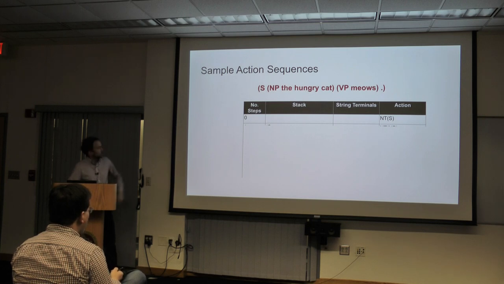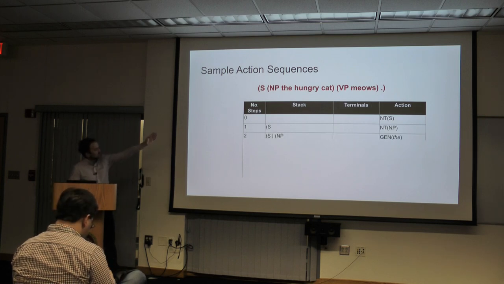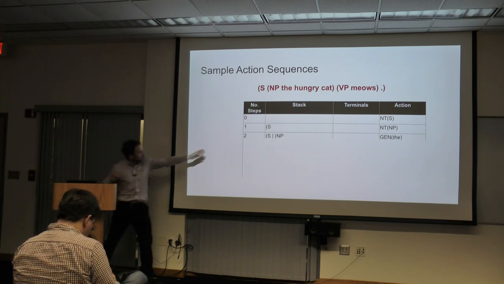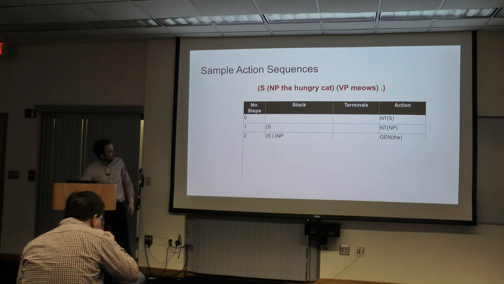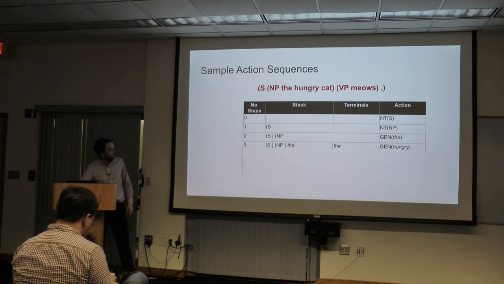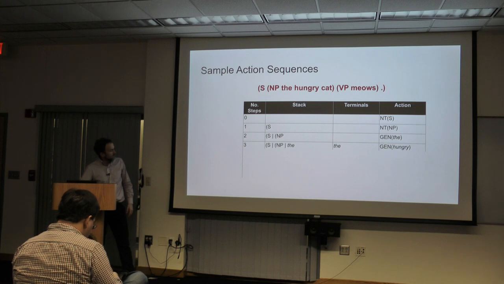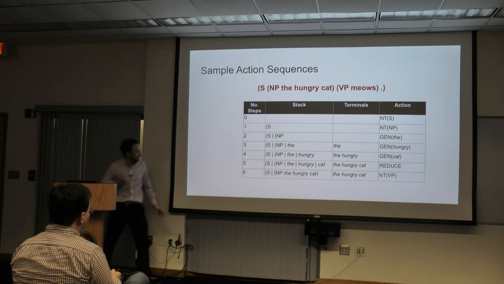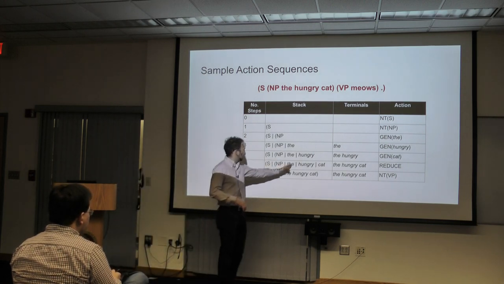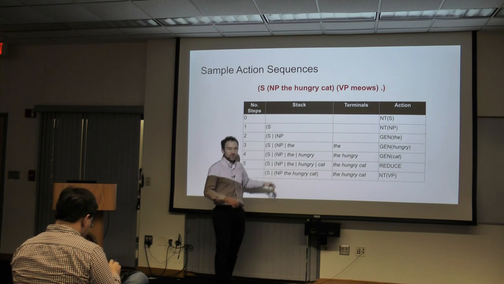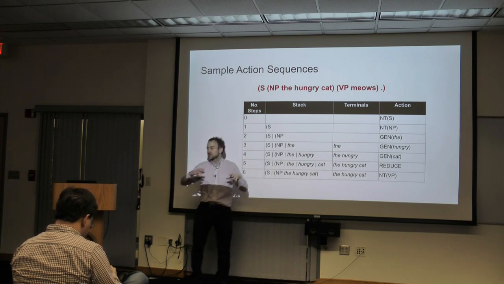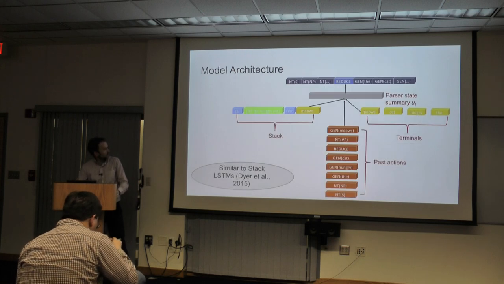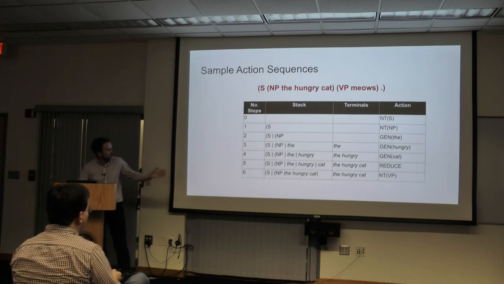So the first thing we do is we generate the S with the open bracket. Then we generate the NP with an open bracket. So now we have S, NP on something called the stack. And we generate "the," "hungry," and "cat." And then we have a reduce action. What the reduce action does is it basically takes all of the things up until the previous open bracket and composes them into one representation. And then we can step through the entire sentence and generate them in this way.